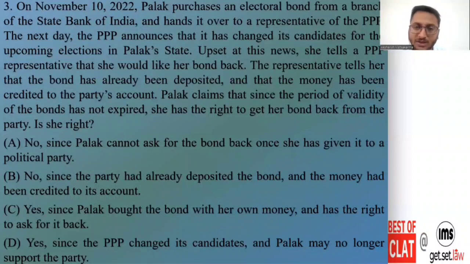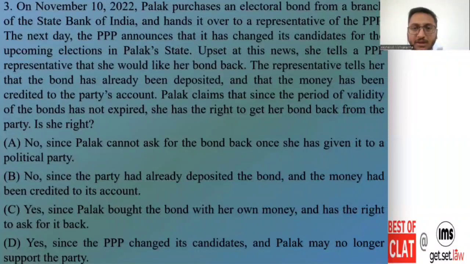So in the third question, facts are being provided that Palak wants to give an election bond to the representative of PPP. Since she wanted to support the political party, but after she has given the bond, she finds out that the particular candidate which she was supporting has been changed. Now she wants to get back her bond from the party. But here the political party has already deposited the bond to their bank account, and it has been credited to the political party's account.